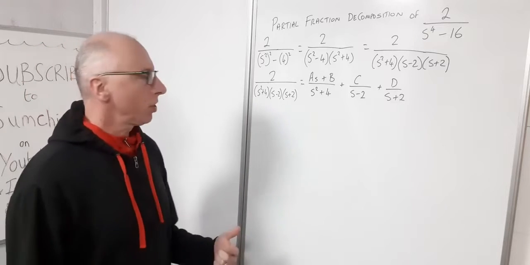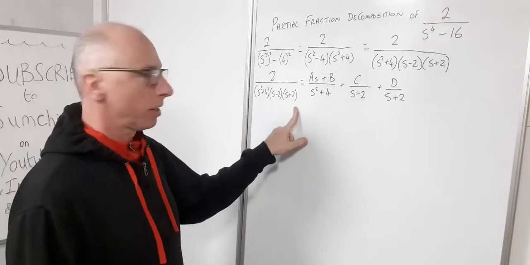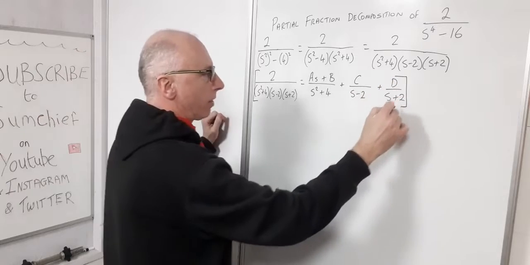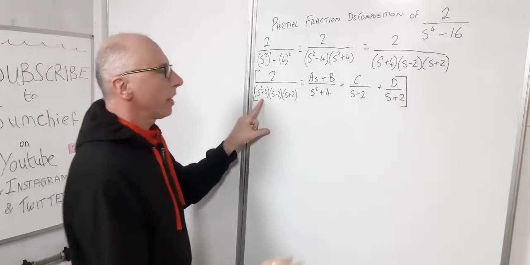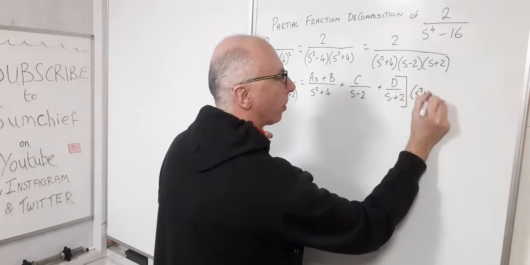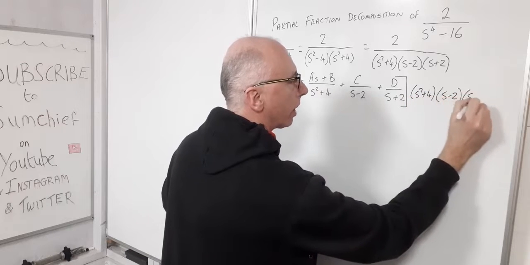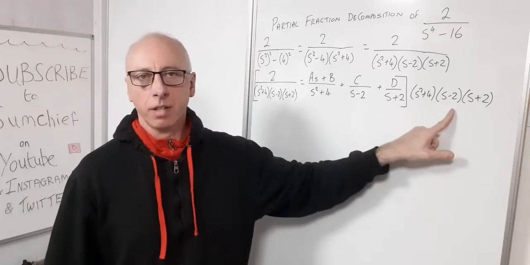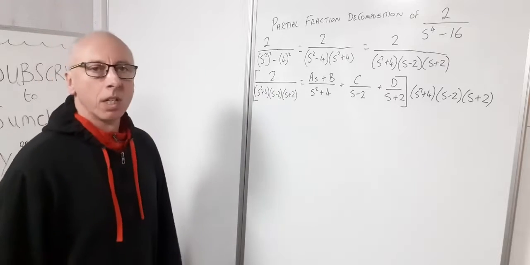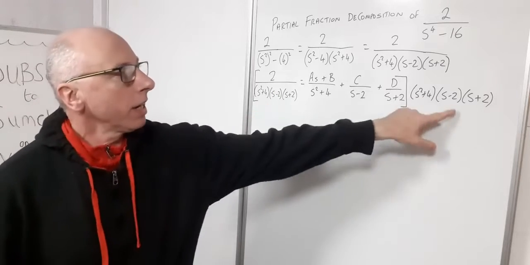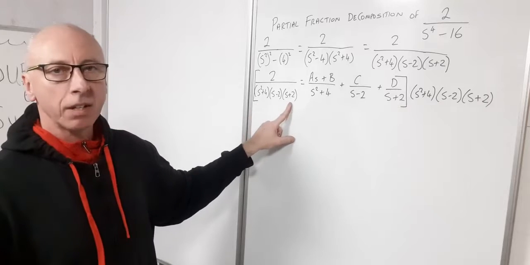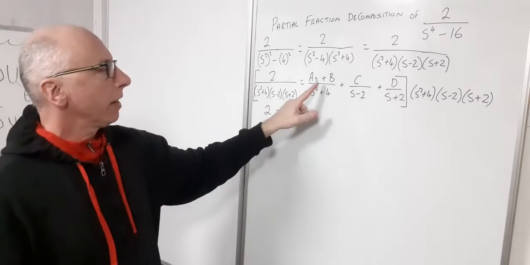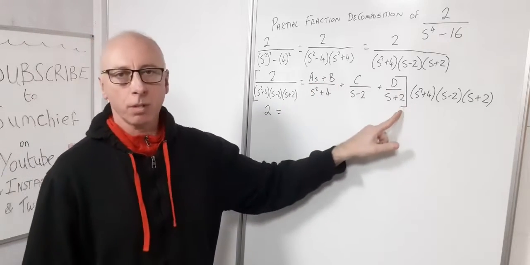So for that, my first step is to multiply both sides by this term here in the denominator. So if I put a bracket around this and write this over the other side, I've got s squared plus 4, s minus 2, s plus 2. So now I'll multiply both sides by this term here. Multiplying this with this, the denominator is going to cancel out and I'm going to be left with 2. So now 2 equals, and then multiplying this with each of these terms here.